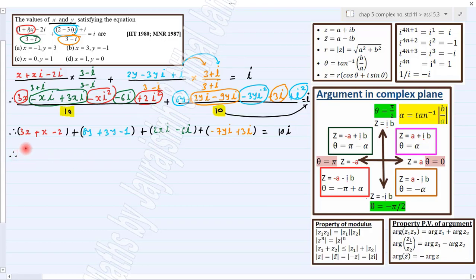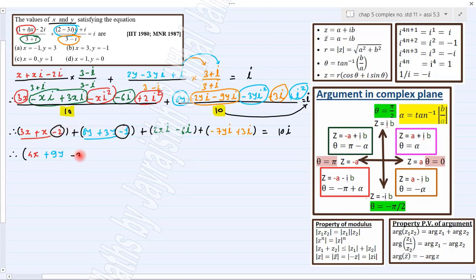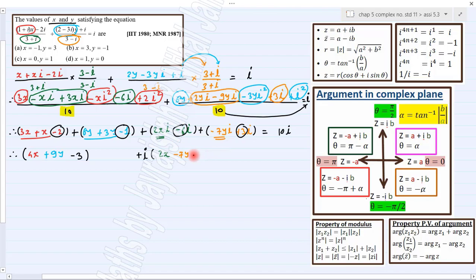In further simplification, we will get this 3x plus x will become 4x. And your 6y and 3y will become 9y. And minus 2 minus 1 will become minus 3. Plus, if we take i common, we will get this 2x, then minus 7y, and minus 6 and plus 3 will become minus 3. And on the right hand side, we have 0 plus 10i.